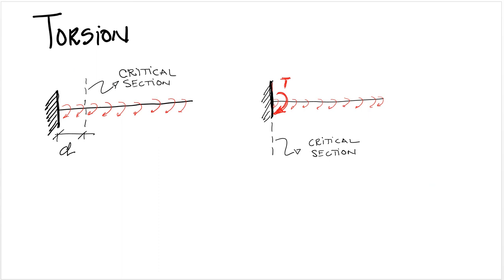Same thing happens for torsion. If you have a member and it's subjected to torsion, you are allowed to take the critical section for torsion at a distance d away from the support, unless again you have a situation where you have a point torque applied within that distance d, and then in that case the critical section has to move back to the edge of the support.